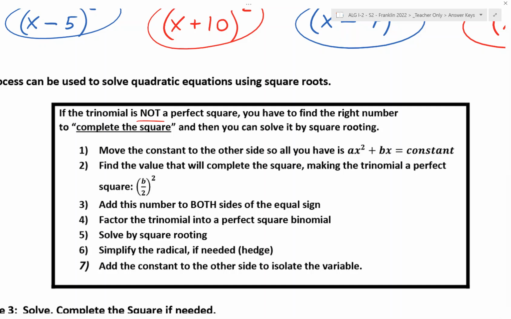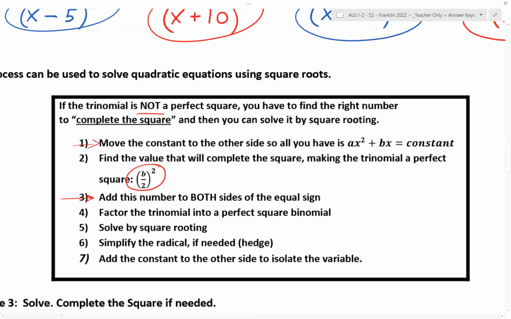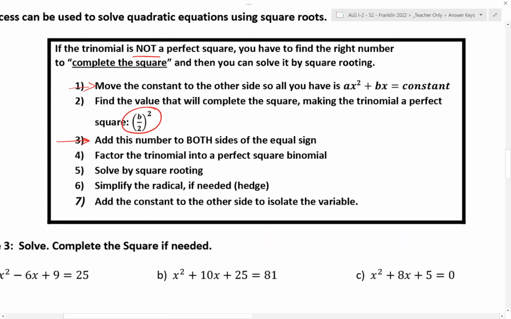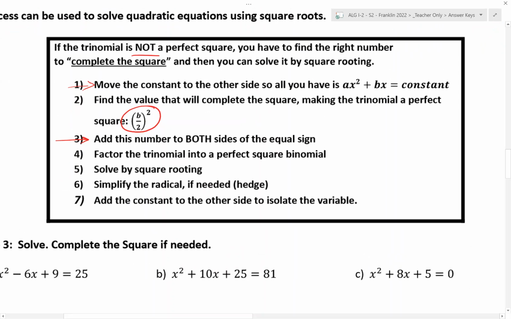So we're going to move the constant terms all to one side if it's not a perfect square trinomial already. And then we'll find the value that will make it a perfect square trinomial by doing that b over 2 squared process. We'll add that number to both sides of the equation and then factor and solve and simplify if we can. And like I said, doing the examples will make more sense.